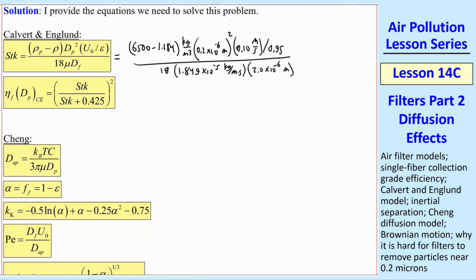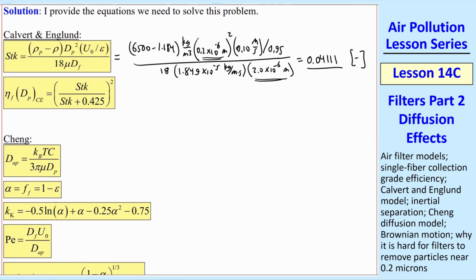These are the numbers that Heinz used. And don't confuse the filter fiber diameter with the particle diameter. One is 2 microns and the other is 0.2 microns. I'll give all my numbers here to 4 digits. It comes out to 0.04111, non-dimensional. Let's make sure: kilograms, meters, and seconds all cancel.